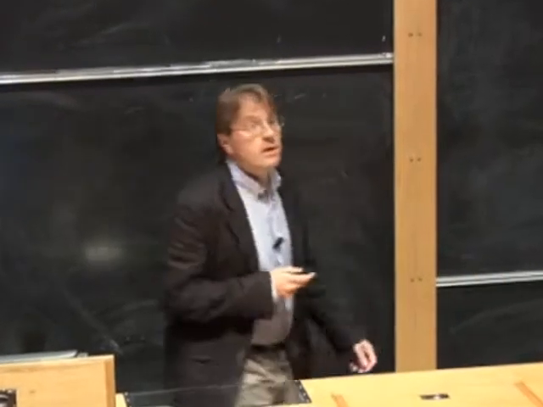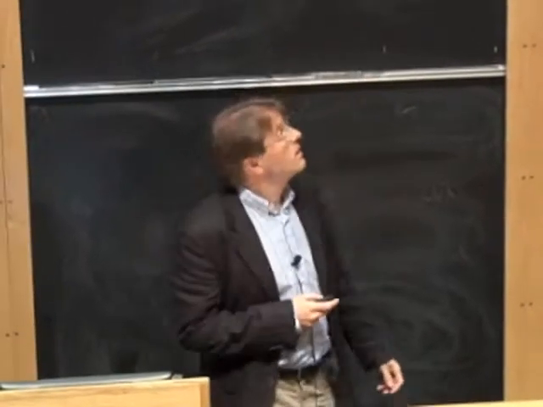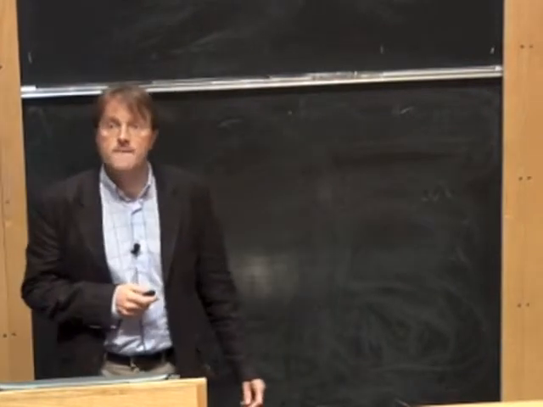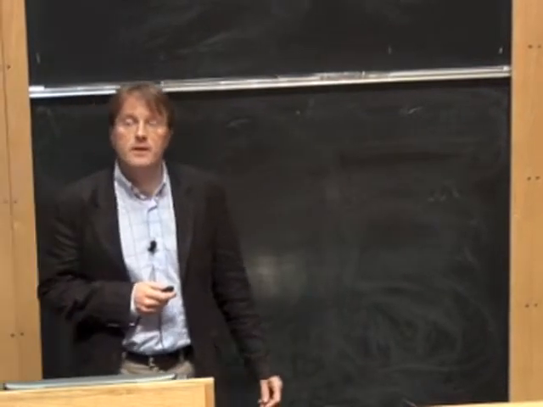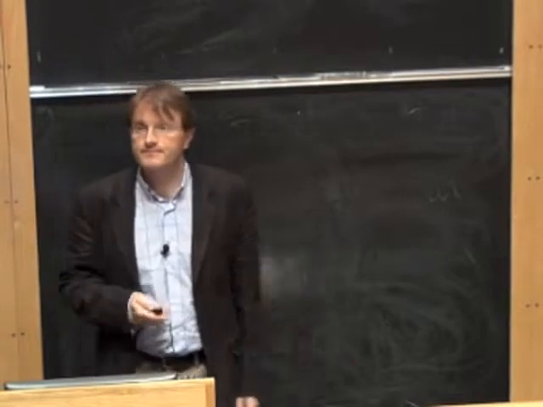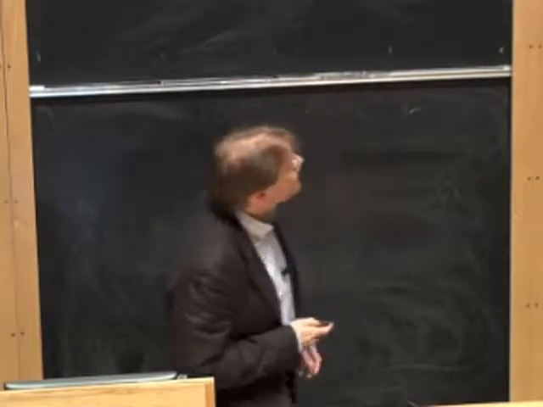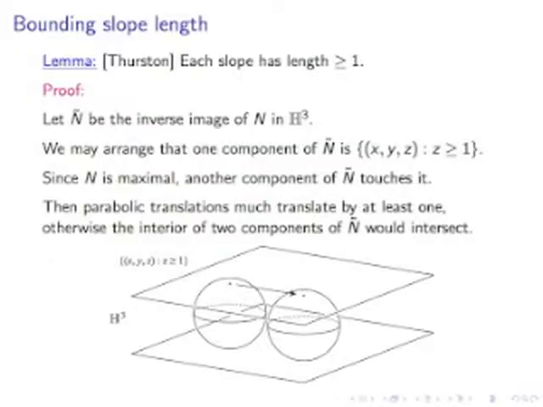Well, sorry, can you go back to the slope length definition? Slope length definition, there it is. Just on the Euclidean tori. Yeah. For maximal horoball. Yeah. So each slope has length at least 1. This is this very nice little lemma of Thurston. How do you prove that?